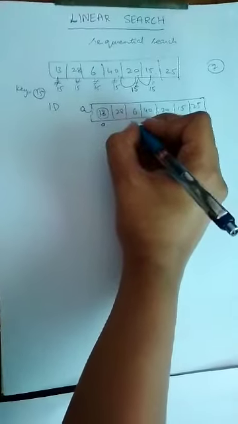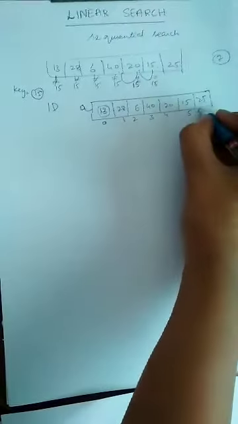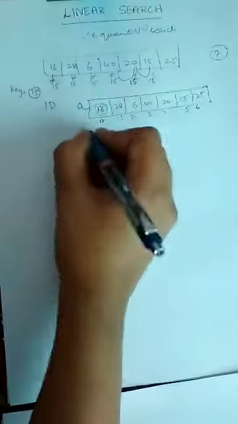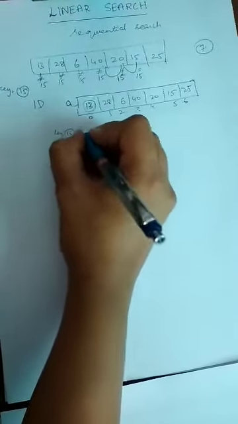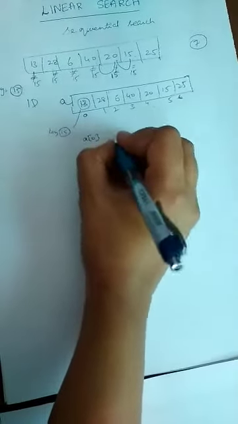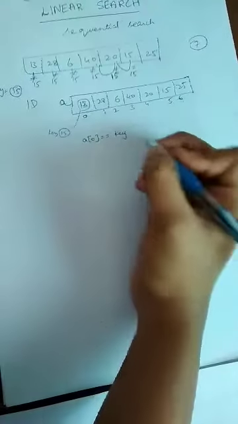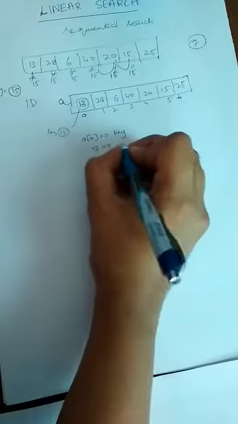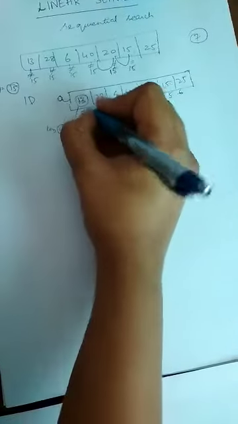By default the index starts from 0, and then 1, 2, 3, 4, 5, 6. Here 7 elements are there, so it starts from 0 until 6. Now our key element is 15. In order to search, we can access this 13 by writing A of 0. We check if A of 0 is equal to the key element. That is 13. Is it equal to 15? If no, we have to go to the next position.